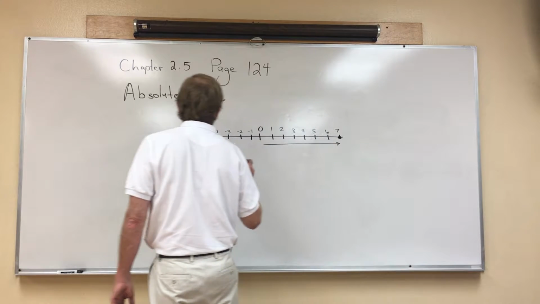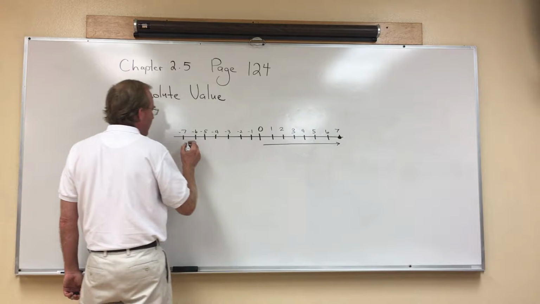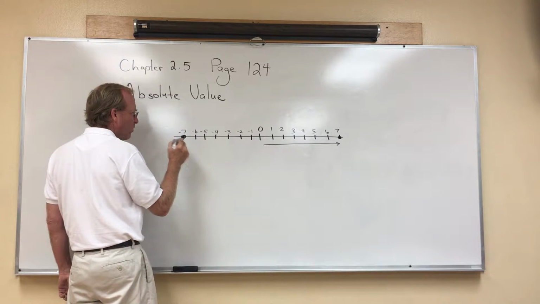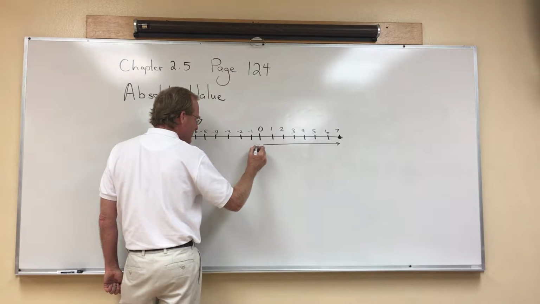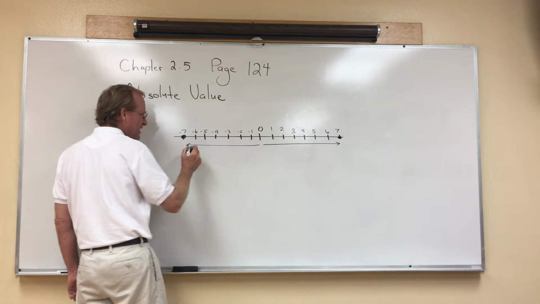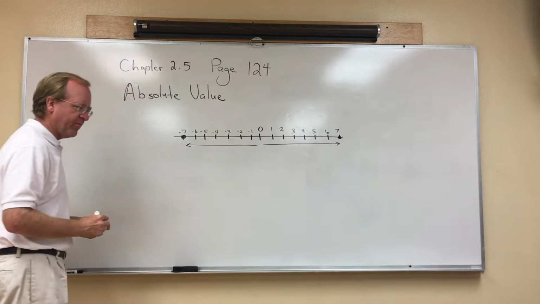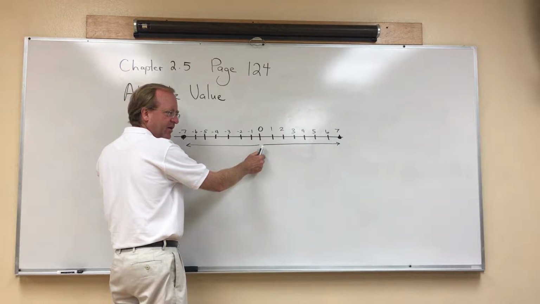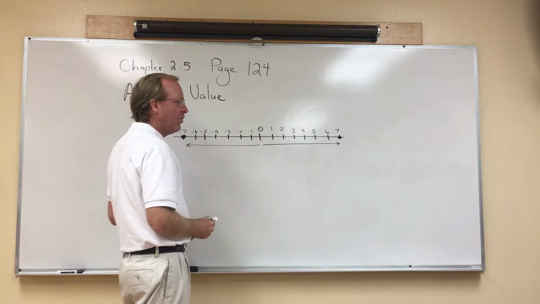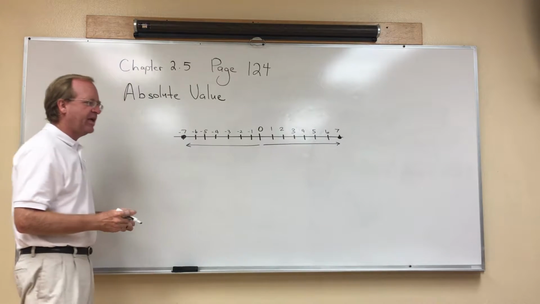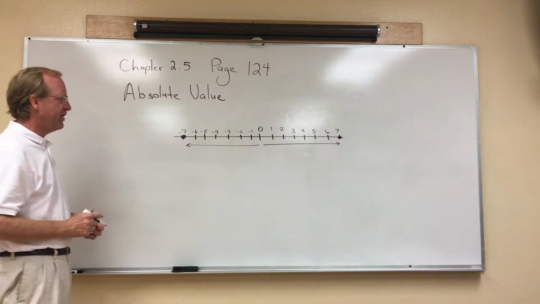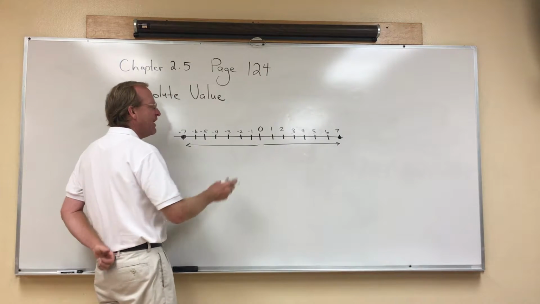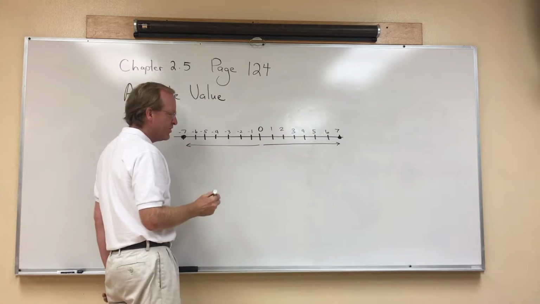Now, here's a question that's a little counterintuitive. How far is negative 7 from 0? Well, it is 7 in distance from 0. If I took a ruler and measured that, well, that'd be 7, okay? So absolute value is the distance a number is from 0. And it doesn't matter whether it's positive or negative, it's just how far away is it from 0.